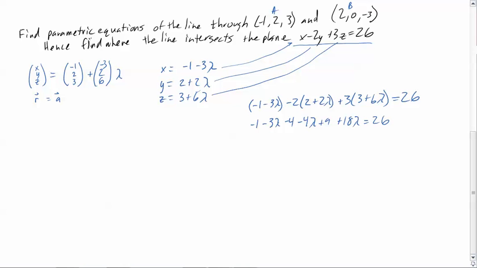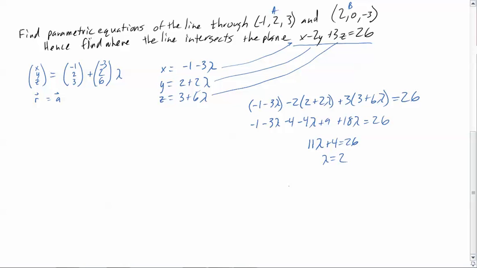If I put all these together, -3 lambda, -4 lambda and 18 lambda gives me 11 lambda. Then -1 and -4 is -5, plus 9, so plus 4, equals 26. Then I subtract the 4 to the other side, which gives me 22, divide by 11, and lambda equals 2.